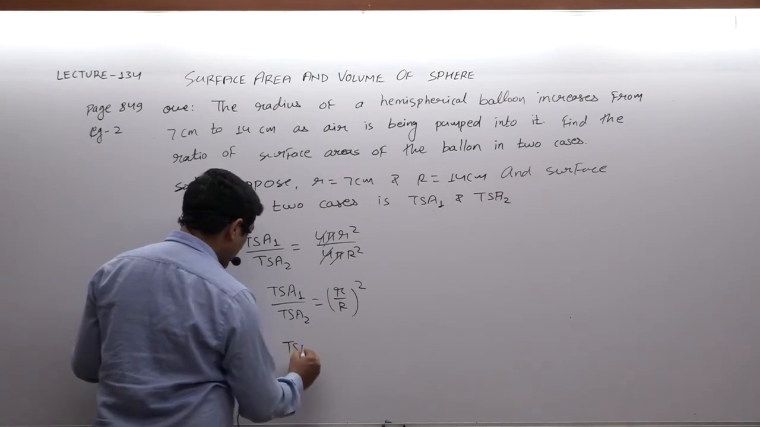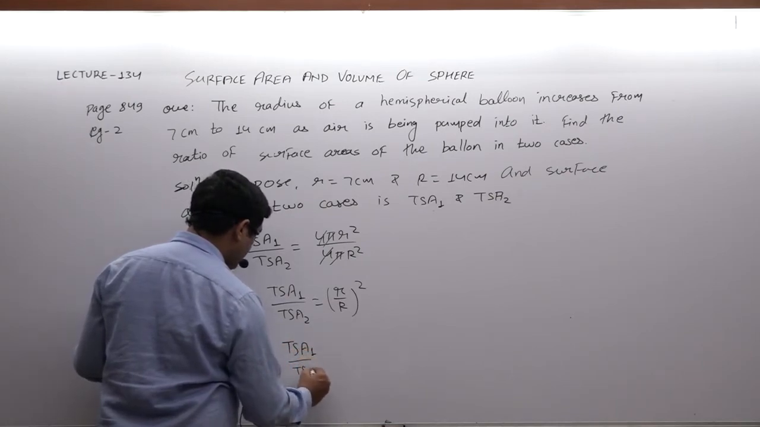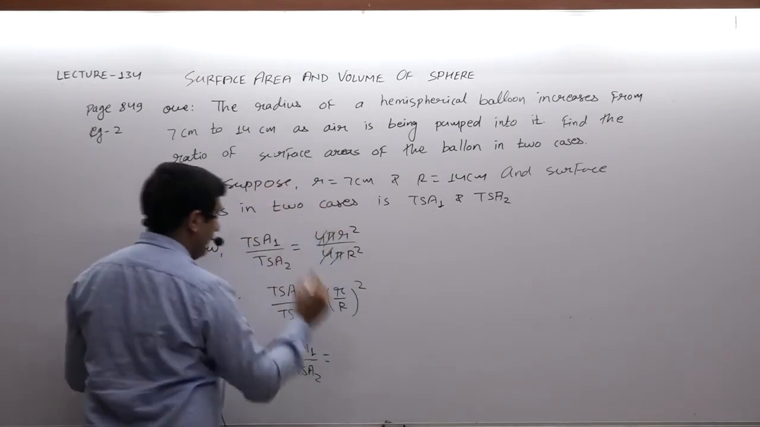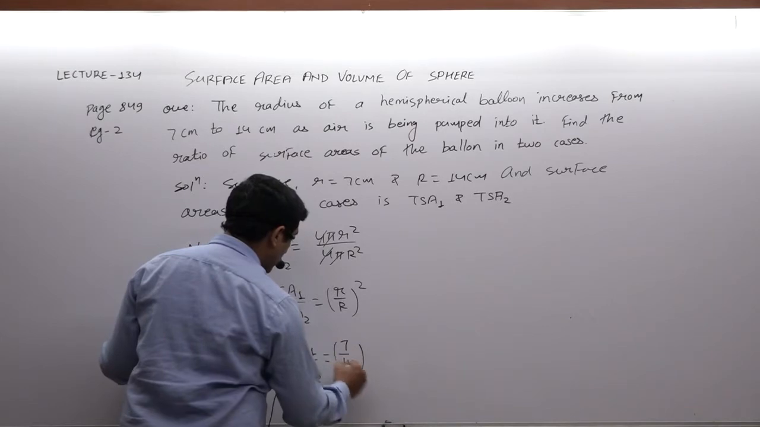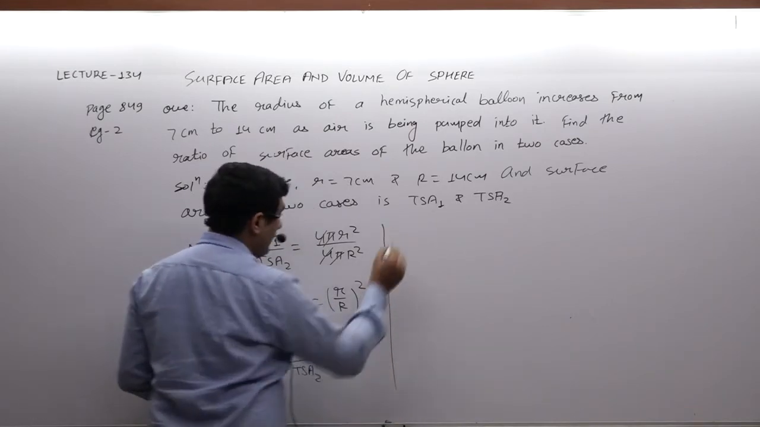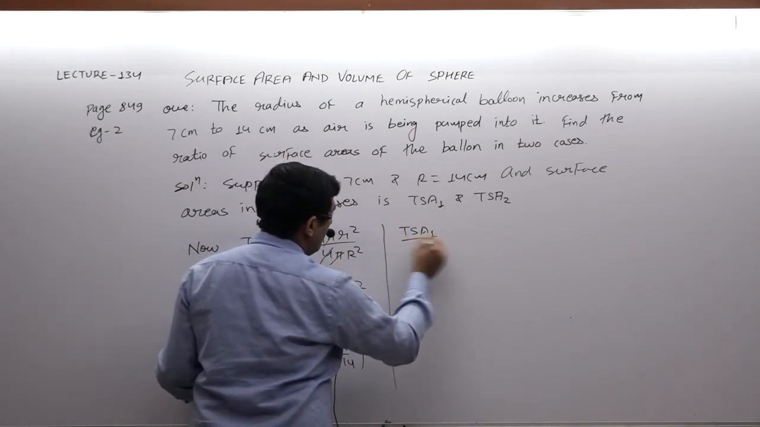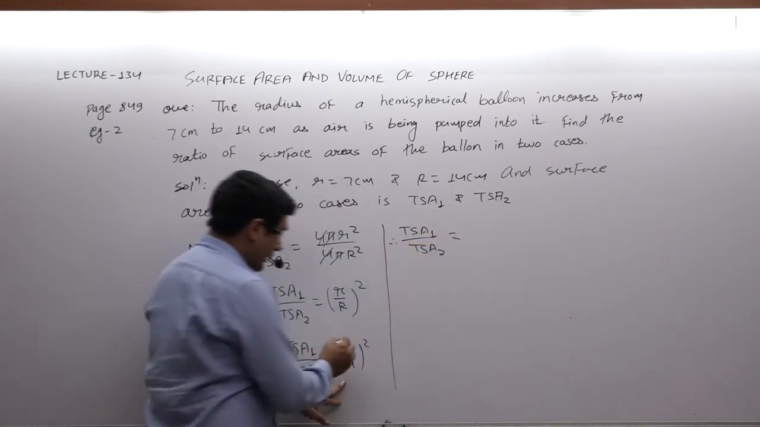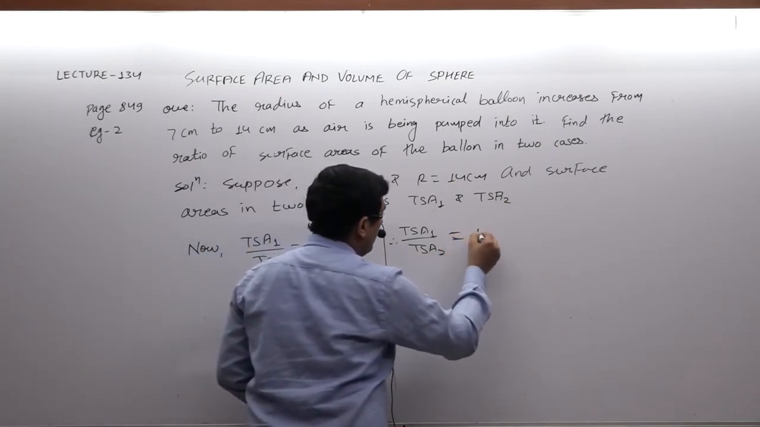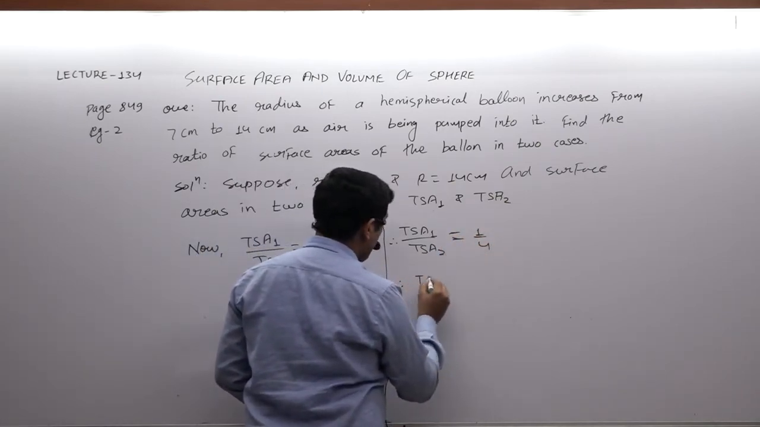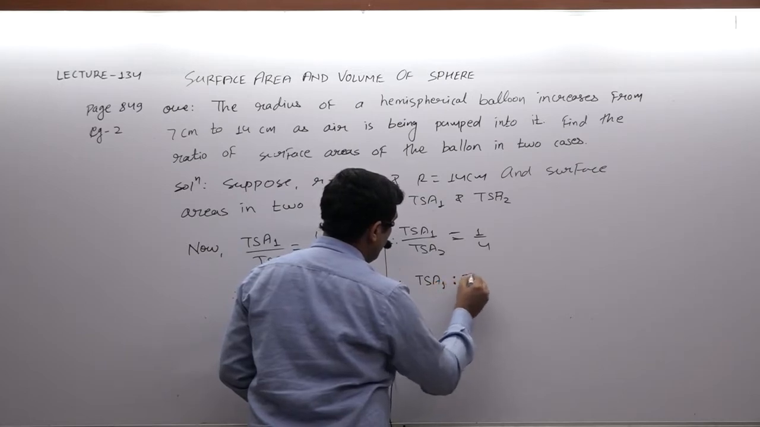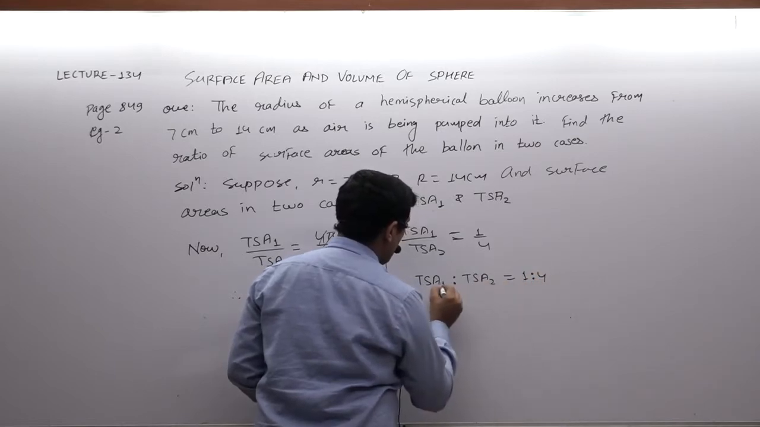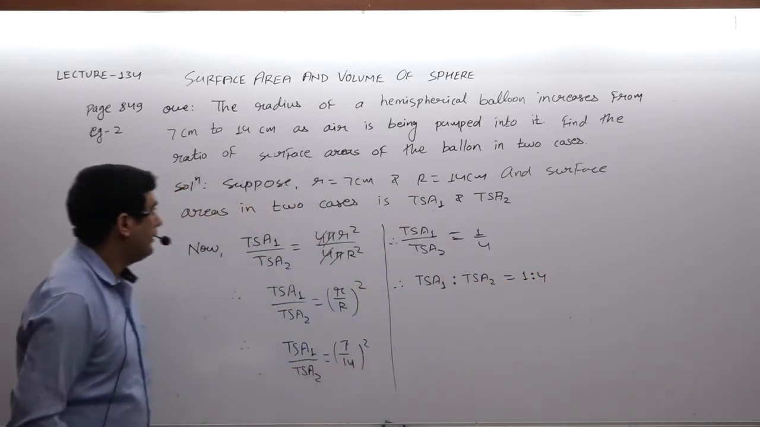And now if I put the values of small r and capital R, the radii are 7 and 14. So 7 upon 14 whole square. So ultimately I can say TSA1 upon TSA2 is equal to, see, 7 and 14 is 1 by 2, so here the answer will be 1 by 4. So the ratio TSA1 to TSA2 is equal to 1 is to 4. This is the final answer.